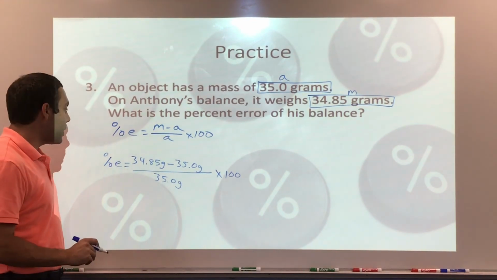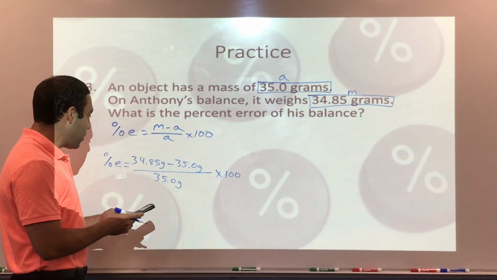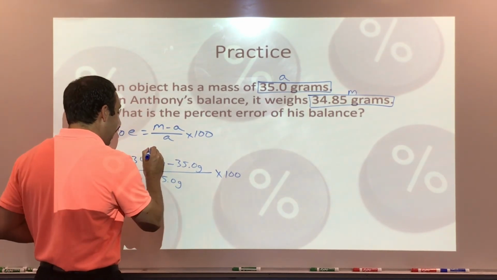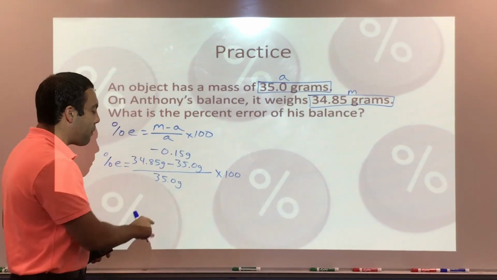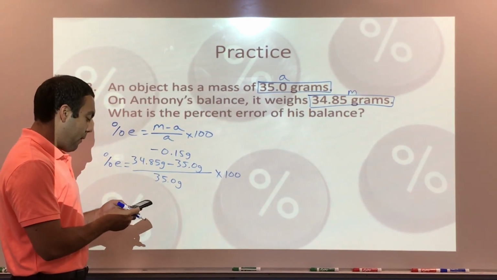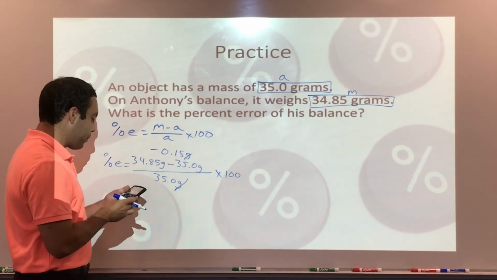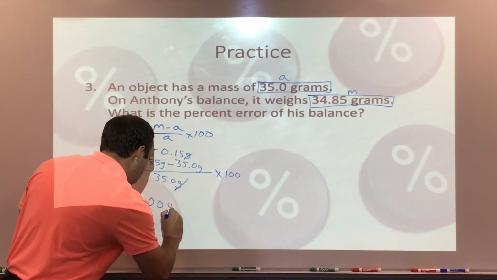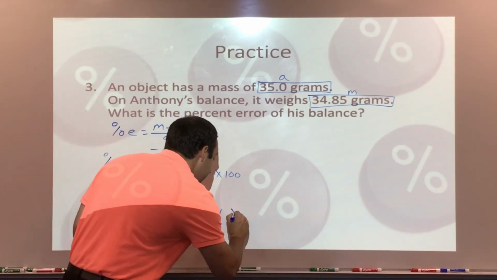Once again, take it one step at a time. So you have 34.85 minus 35. I would do that first. 34.85 minus 35, which is going to give you a negative 0.15 grams, divided by 35.0 times 100. So you take your negative 0.15 divided by 35.0. The grams and grams cancel out. So I'm left with a very long number, negative 0.004285714 times 100.